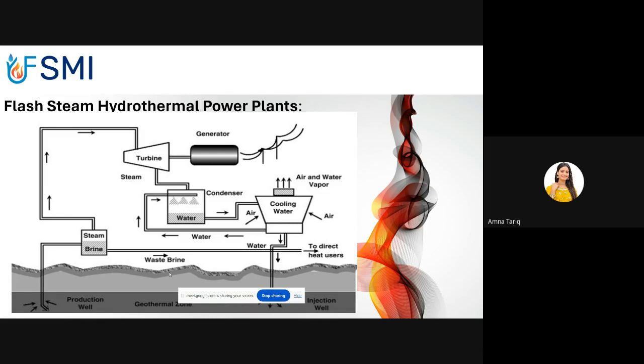The hot water from the condenser is pumped to the cooling tower, where it releases heat into the atmosphere and is cooled down. The cooled water is then returned to the condenser to repeat the cooling process. The remaining water, the brine, is re-injected back underground through the injection well.